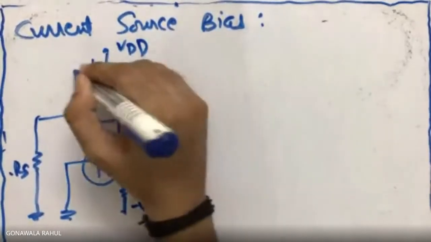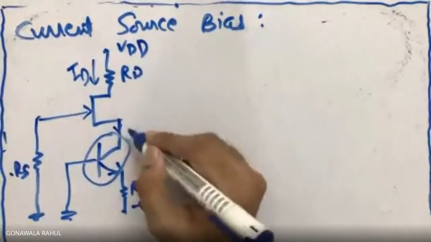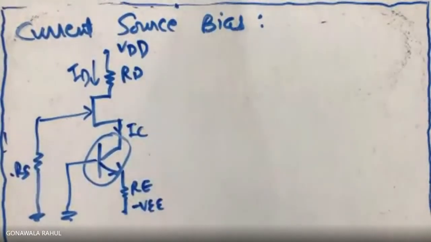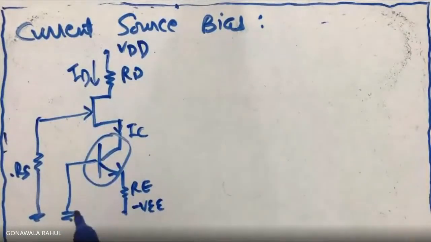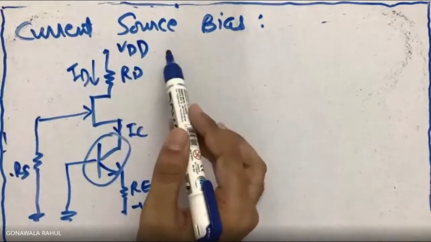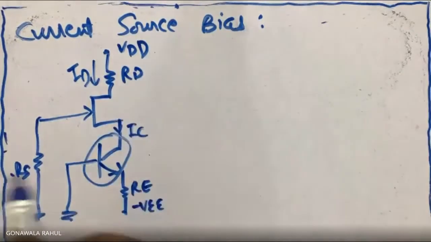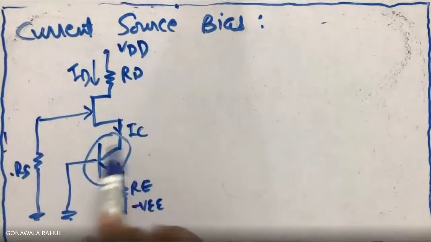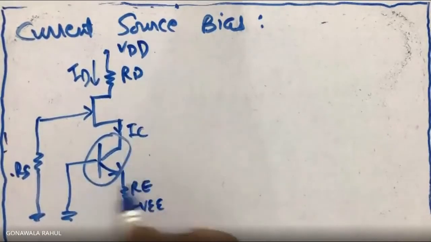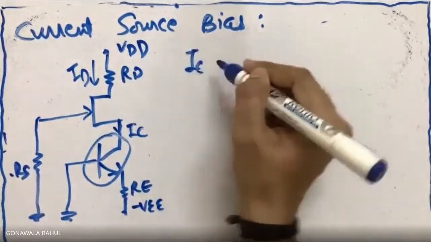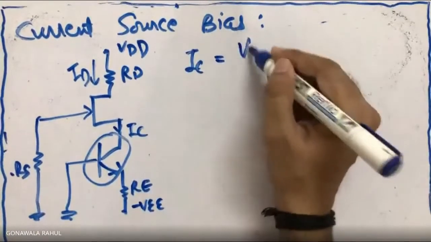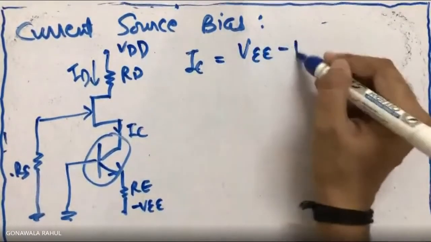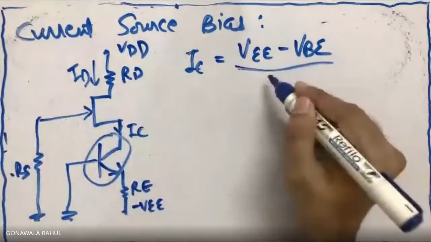Okay. Here the current flowing is ID. Let's say this is the collector current, so let's put it as IC. So here basically we have considered a two supply current source bias circuit. Minus VEE and VDD, two power supplies have been used. Here an emitter bias BJT is used. So its collector current IC, we have derived in an earlier chapter. IC will be equal to VEE minus VBE upon RE.